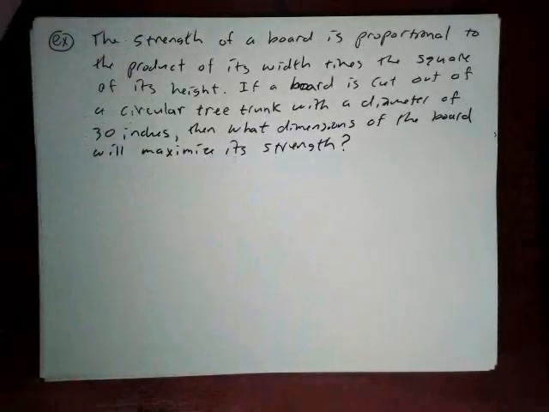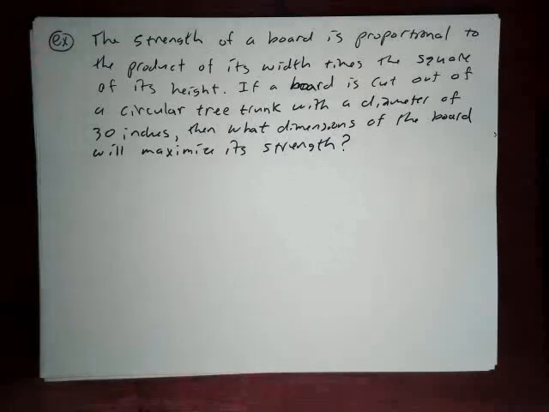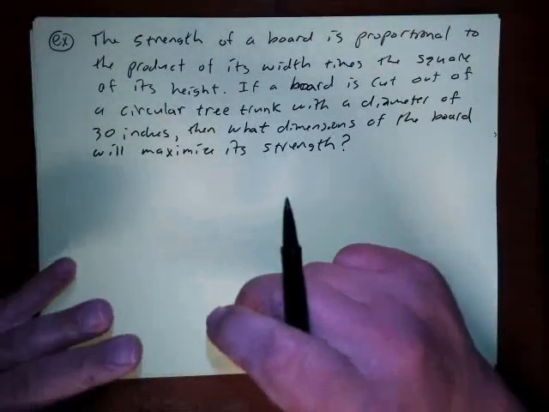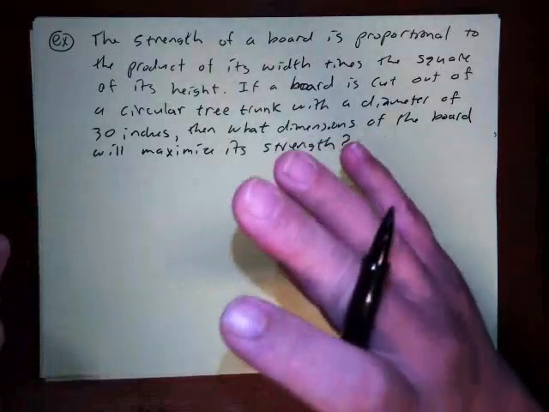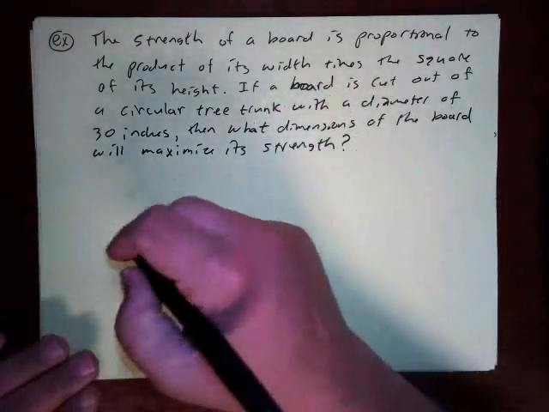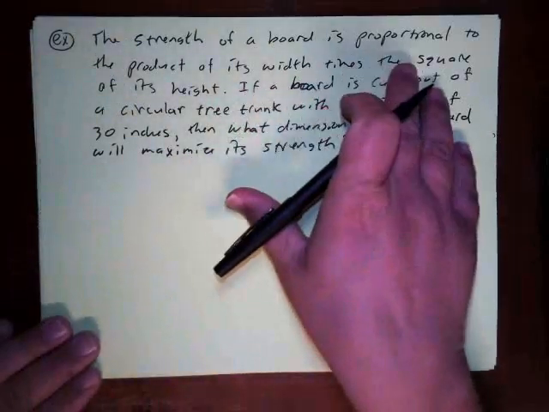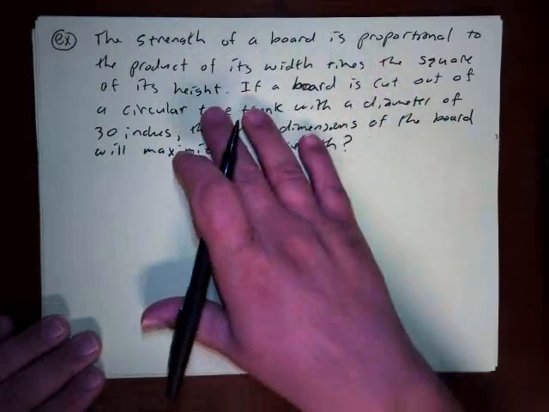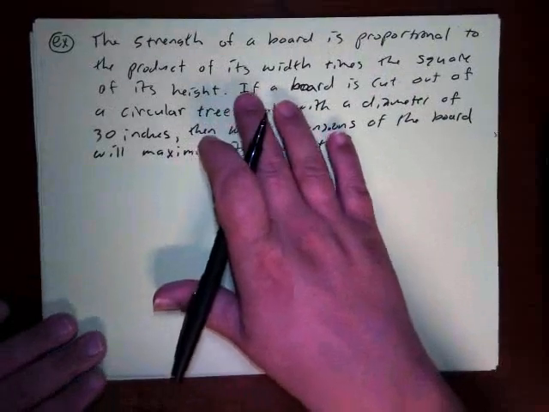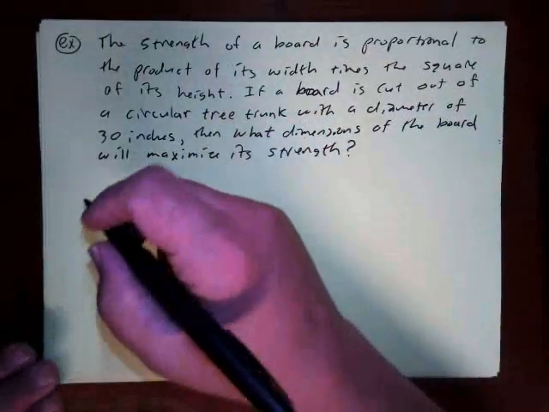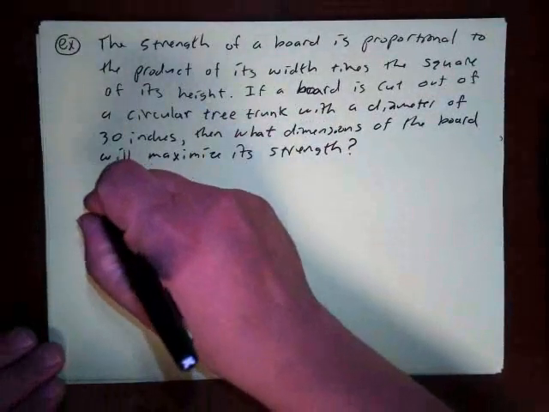So in this example, we're going to be cutting a board, a rectangular board, out of a tree trunk, kind of a cylinder tree trunk, and we want to maximize the strength of the board. The strength of a board is proportional to the product of its width times the square of its height. So here's kind of what's going on.